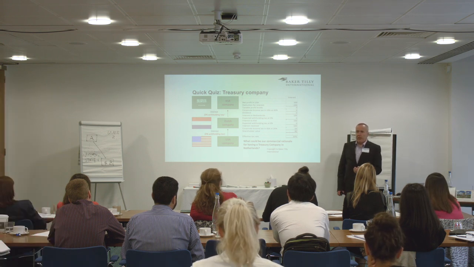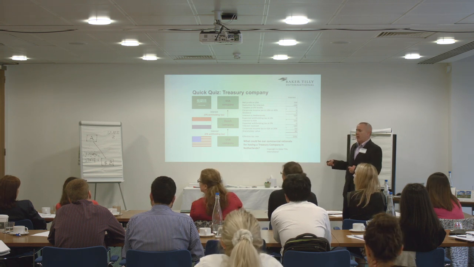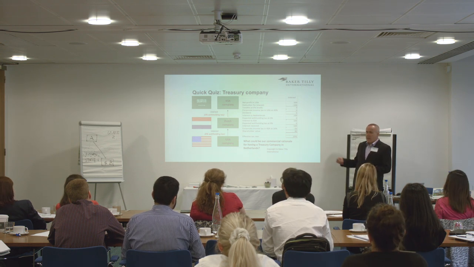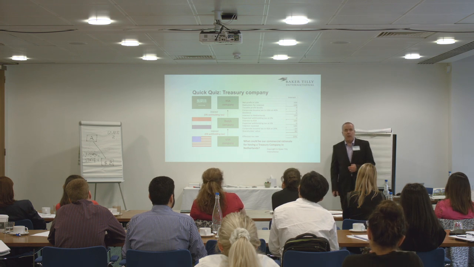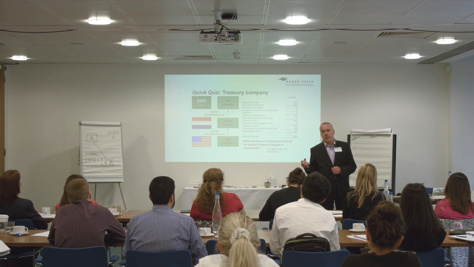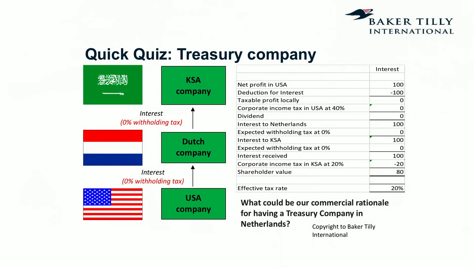Okay, so here's a question for you. Let's say we have got that main purpose test. Let's say we've got a double tax treaty and it says, look, you don't get the benefit of these 0% withholding taxes if a main purpose of the arrangement is saving tax. Think about our situation here. Think about the USA company, which is paying interest up to the Dutch finance company, and the Dutch finance company is paying interest onto the Saudi company. Is a main purpose saving tax?